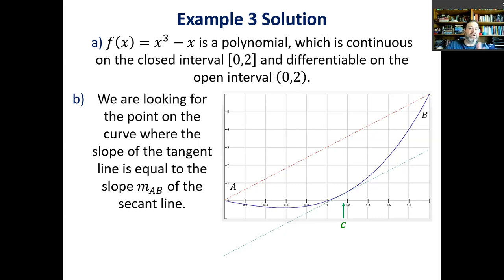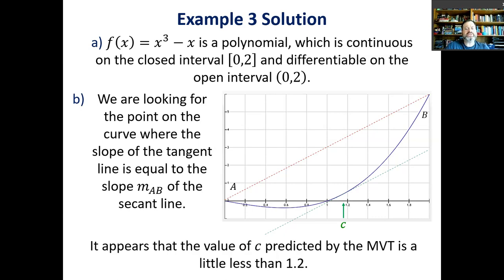It looks like it's about 1.15, a little bit less than 1.2, right? So it appears that the value of c predicted by the mean value theorem is a little less than 1.2. On a test or something, I'll just ask you to estimate it. You don't have to get out a ruler and draw it by hand. Just give it a little sketch.